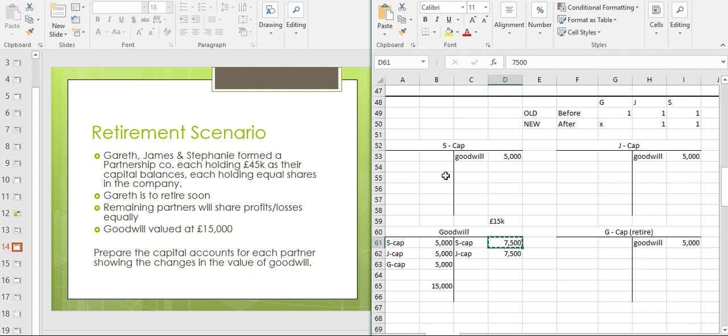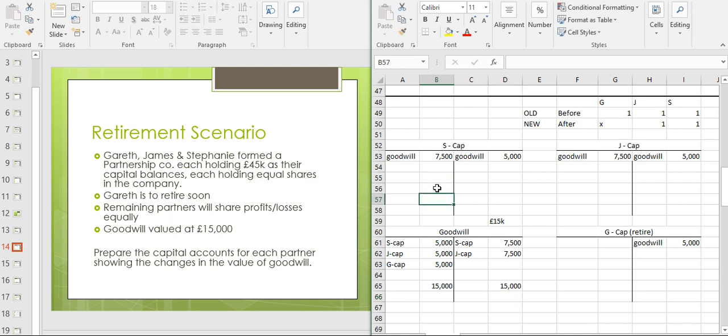So we have a credit entry here, which means a debit entry there, and a debit entry there. And our detail is goodwill, and I'm going to copy that over here as well. Okay, so credit, debit, credit, debit. Gareth isn't going to get an entry because he isn't there. Okay, that adds up to 15, so my account balance is, and let's balance off the other accounts. Okay, so we have 7.5.